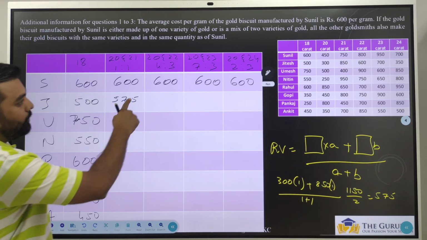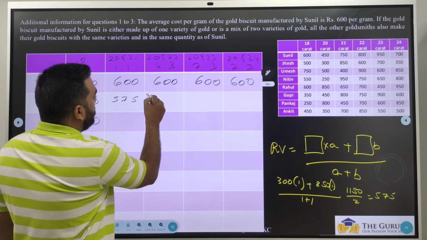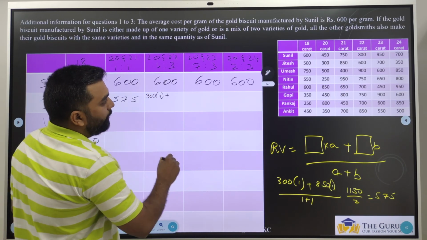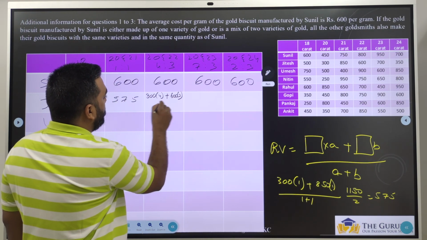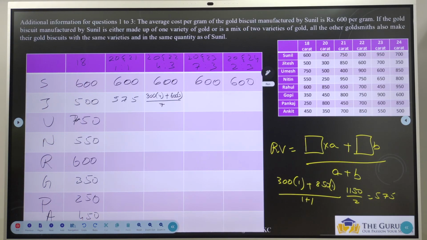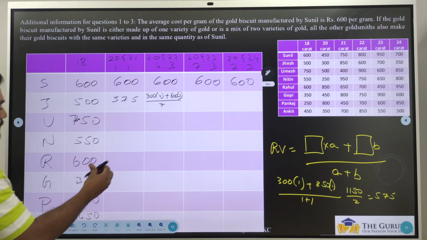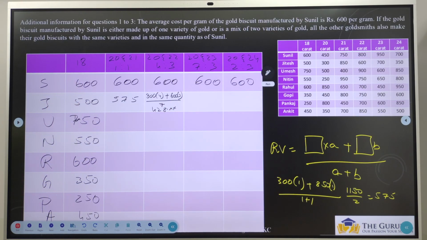So that will be 20 and 22 he is mixing. So 300 into 4 plus 22 is 600, 600 into 3 by 4 plus 3, which is 7. So 12 plus 18 by... sorry, 4 plus 3 by 7. Perfect. Calculate that one. Very good. This will be 428.57 or something.